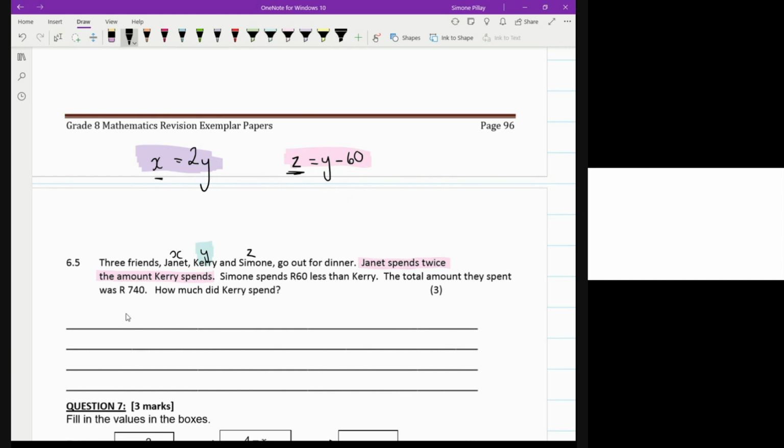What I'm doing now is the total we all spent together is 740. Carrie spent y, the amount of money she spent, plus Janet. Janet actually spent 2 times Carrie's amount. And Simone spent Carrie's amount less 60. So when we add up all the amounts we've spent, it's going to give me 740 Rand. Are we following how I created this equation over here?